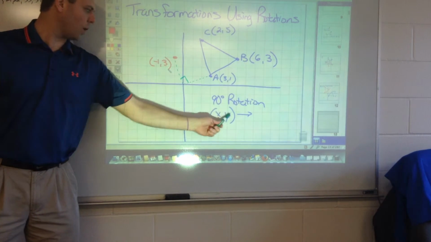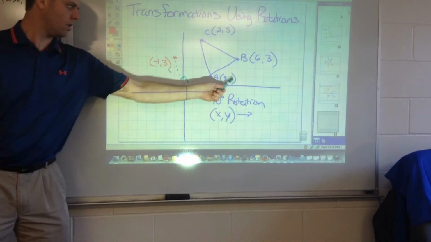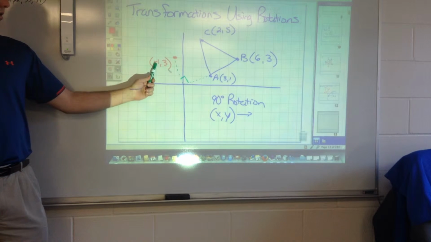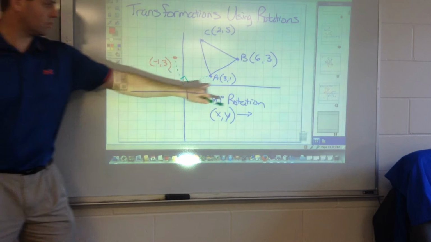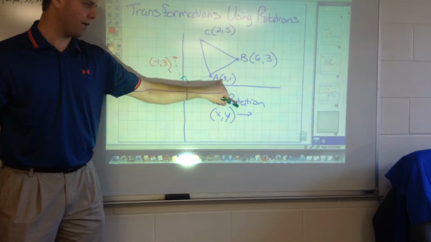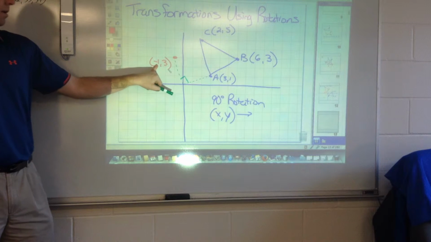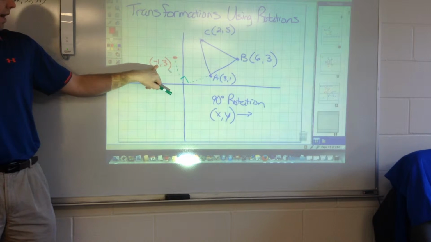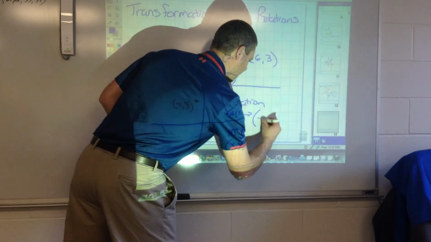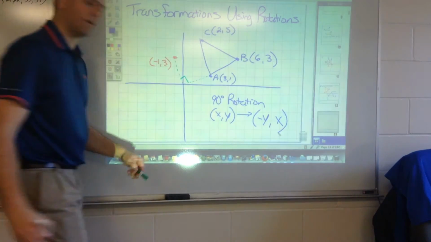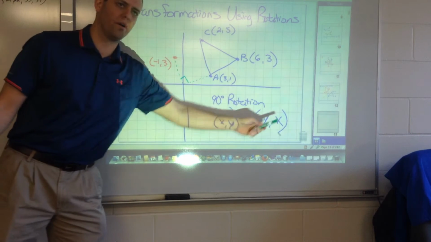So what could I say xy maps to? Who can see it? Negative y, right? Because this is my x value, this is my y. This is my starting, this is my x, this is my y. It became negative y, comma, x. Very good. Negative y, comma, x. That's how you can do 90-degree rotations if you want to do it using coordinates.